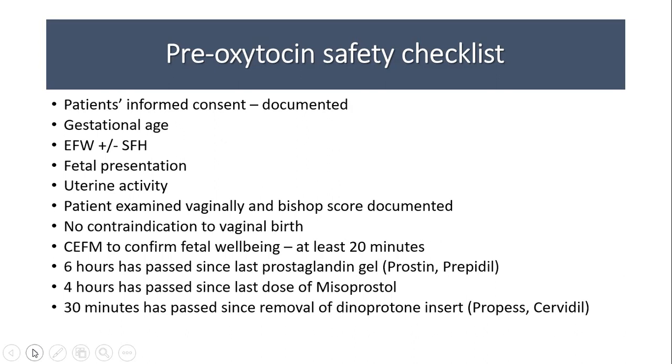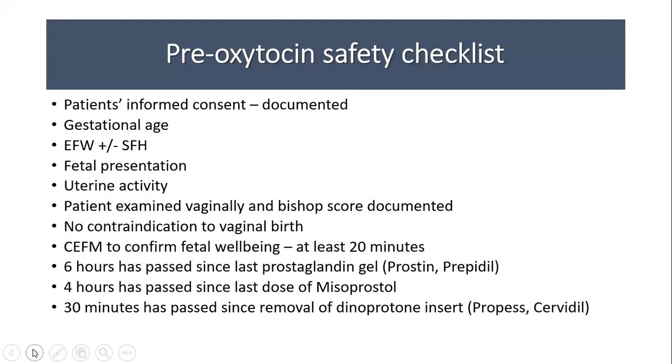document that you've taken consent from the patient. And informed consent means you educate the patient about the risk of oxytocin and make sure they've understood it before you prescribe it. You need to confirm the gestational age to make sure you're not delivering a preterm baby iatrogenically.